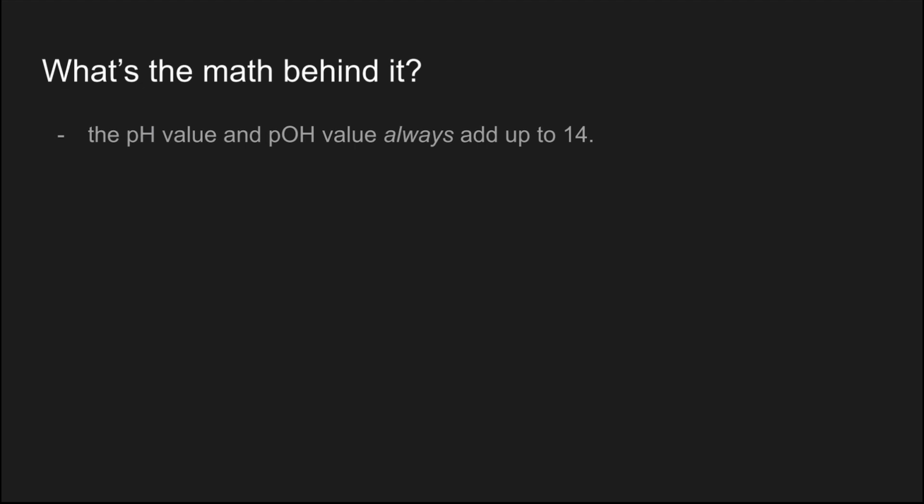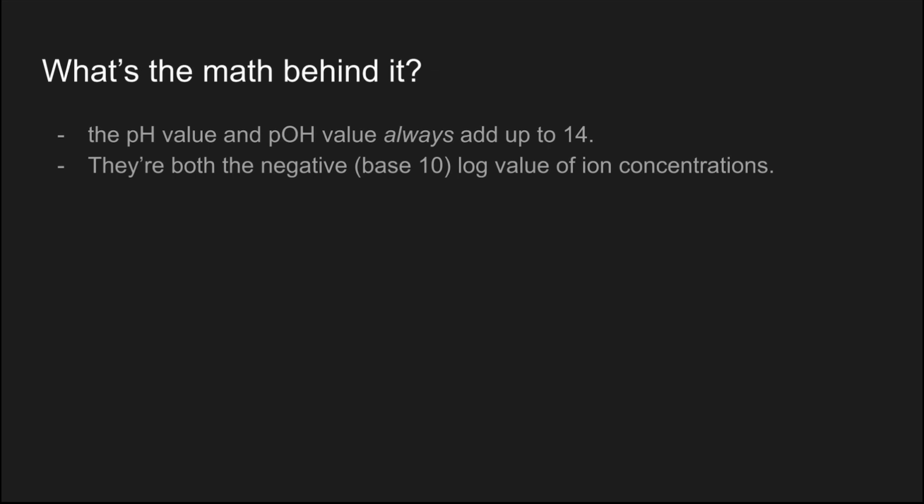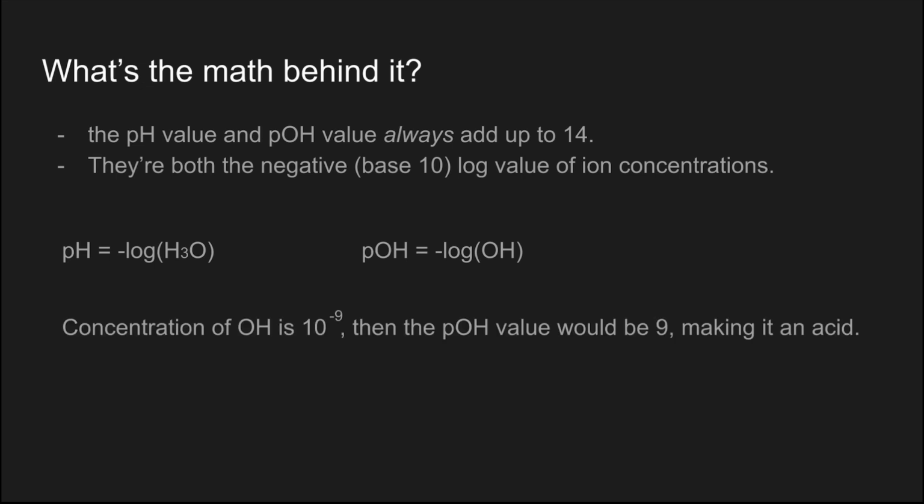And additionally, they're both the negative base 10 log value of the ion concentrations, as shown by the equations on the screen. So for example, if the concentration of hydroxide in a solution is 10 to the negative 9th power, then the pOH of that solution would be 9, making the solution an acid.